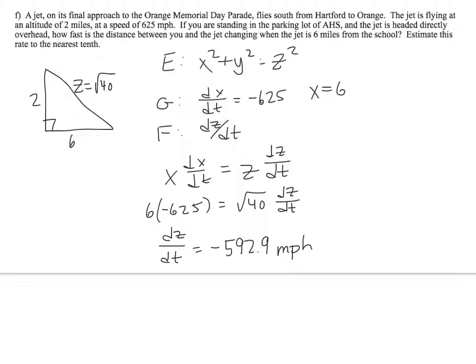This question could ask you to look at just the scalar without direction, but it didn't really say that. It just says how fast is the distance between you and the jet changing when it's at 6, and I think you want to describe that change as negative or positive to let the author of the problem know that you understand that it is in fact shrinking. So there it is, the second jet problem.